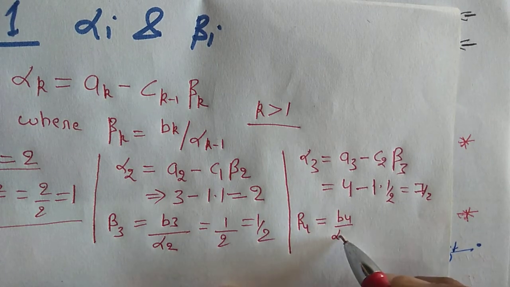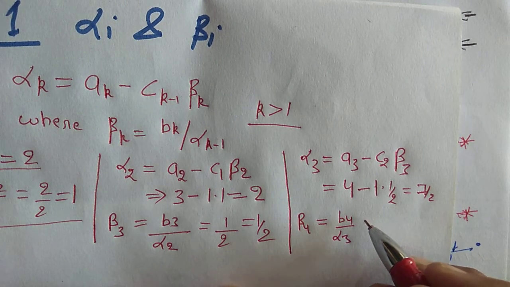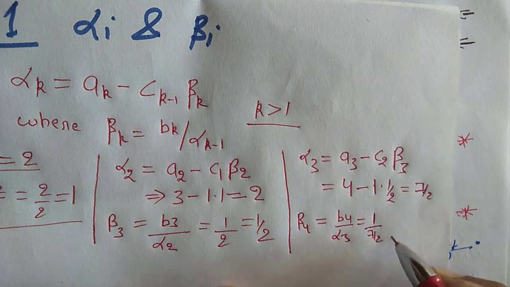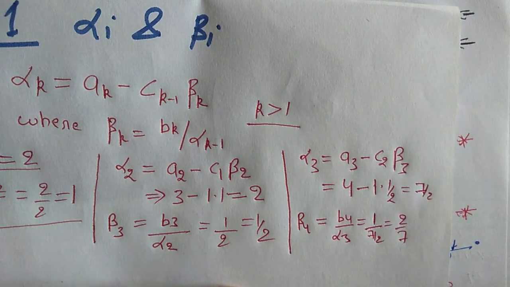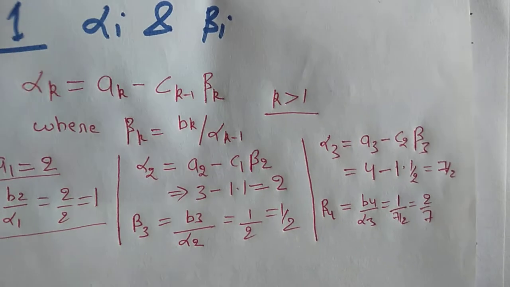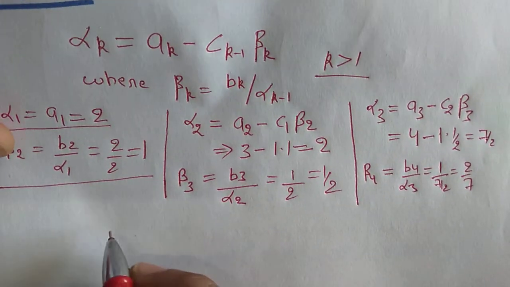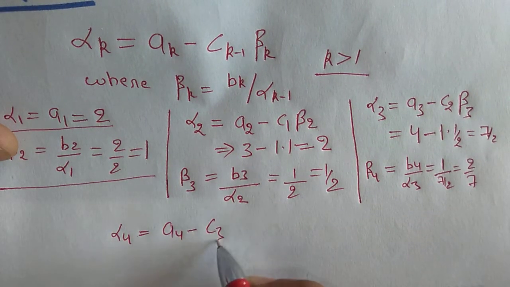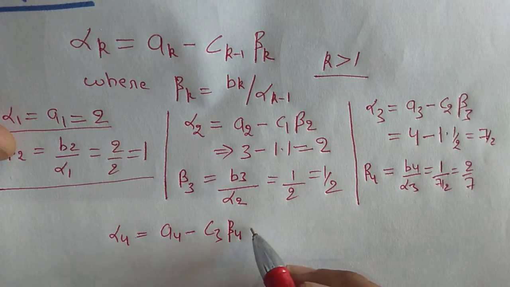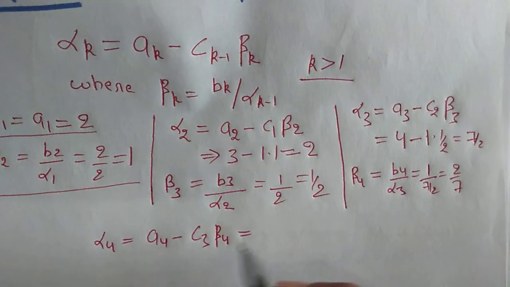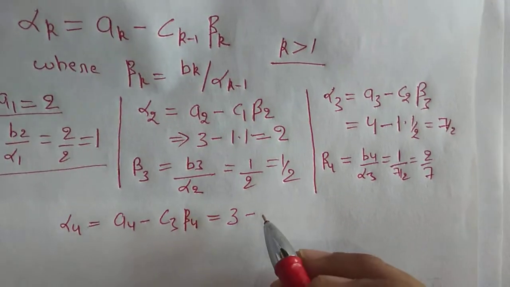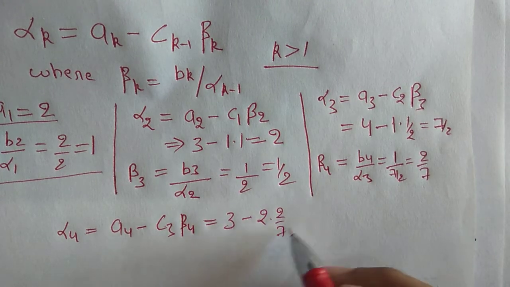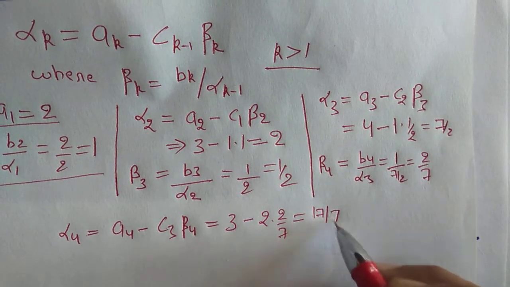B4 by alpha 3. So B4 equal to 1, alpha 3 equal to 7 by 2. So 1 by 7 by 2 is 2 by 7. Now this is the beta 4 and alpha 4. Alpha 4 is A4 minus C3 beta 4. So A4 equal to 3, minus C3 equal to 2 and beta 4 equal to 2 by 7. So we have 17 by 7.